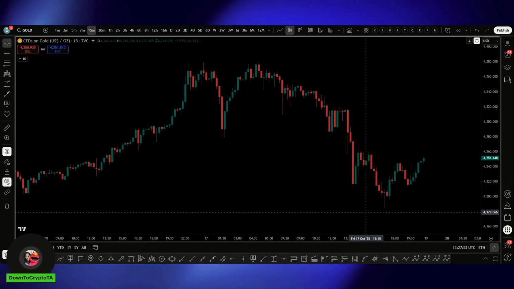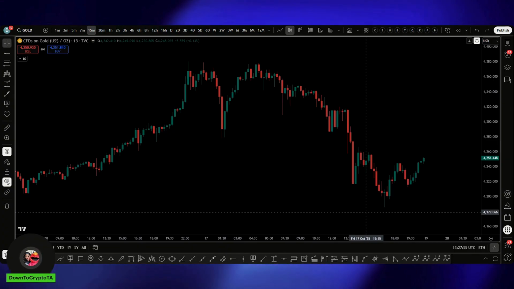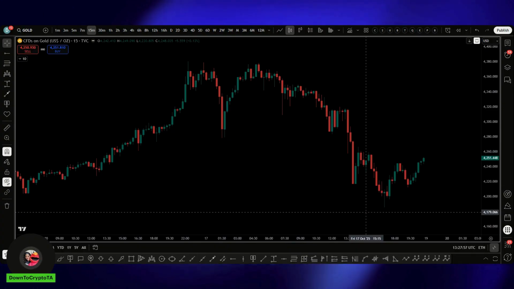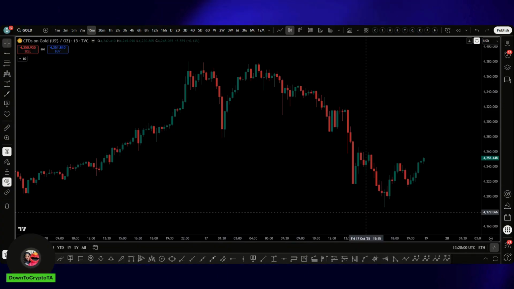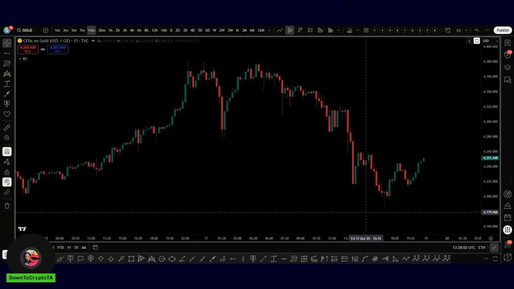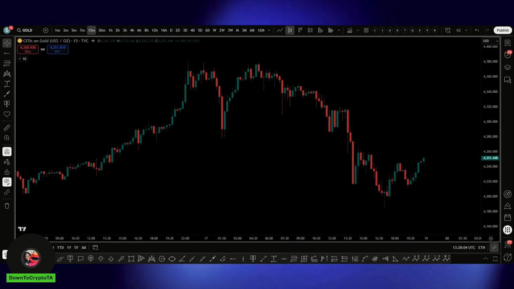If price starts to break below that 20 SMA and the lower trend line of that wedge, that's when things start to shift, and we can say that there is a ton of weakness here in the price of gold.